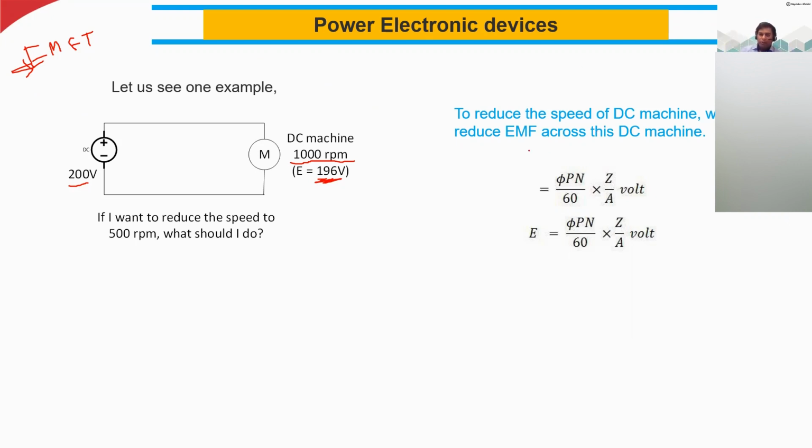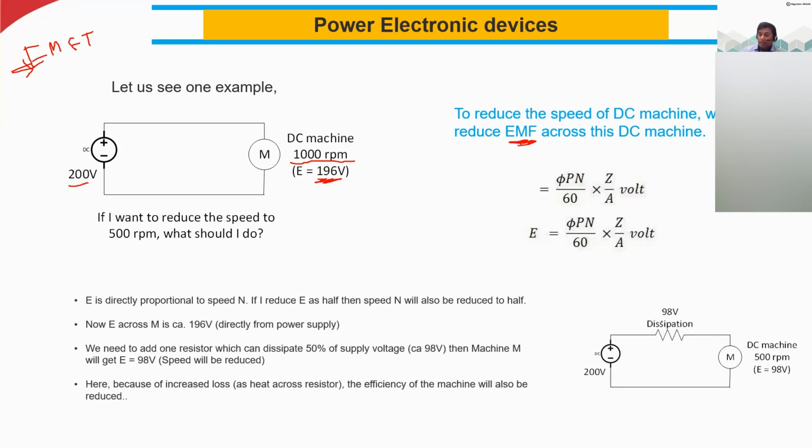So that is what I am saying here. You are going to reduce the EMF. How can you reduce the EMF? You have to reduce the supply voltage. The traditional method was to add an external resistor between the source and the load. The power is dissipated here. I make this resistor dissipate half of the supply voltage, so I am dissipating 98 volt as heat. It's a waste actually. I am wasting the power as heat.